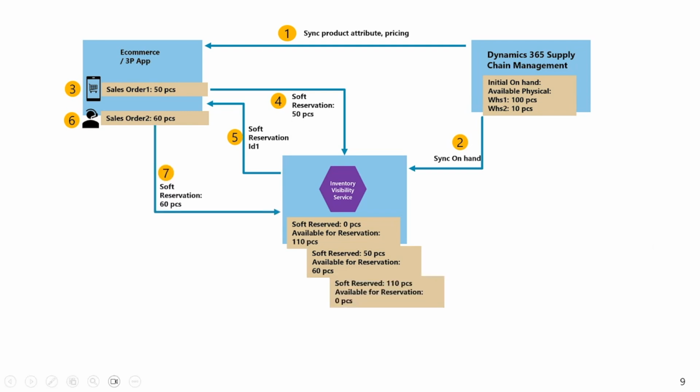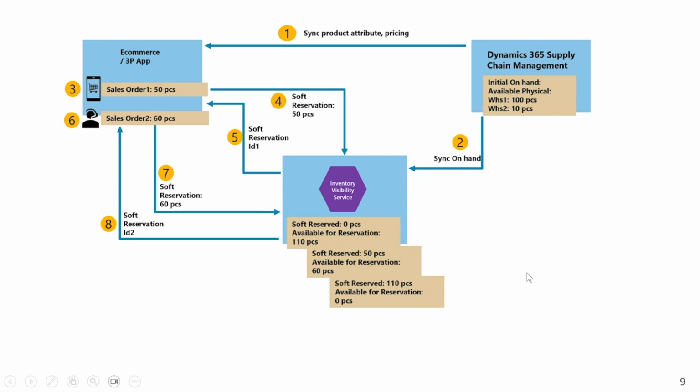The e-com site will call the Soft Reservation API to check for the available-for-reservation quantity for that product across warehouses. At this time, available-for-reservation quantity is 60 pieces. So the e-com site can soft reserve another order of 60 quantity for that product. Soft reserve measure has now changed to 110 quantity, and available for reservation is reduced to 0 quantity, and the soft reservation ID is returned back to the website.